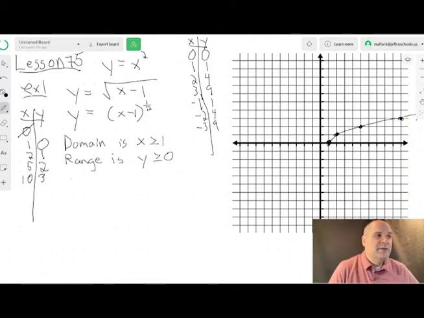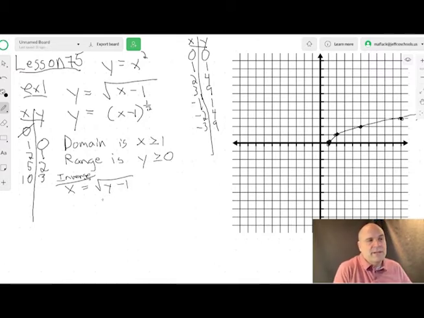So the other part of the directions is to say find its inverse. So remember, to find the inverse, we just swap the x and y value and then solve for y. So for example, instead of y equals square root of x minus 1, we're going to say x equals the square root of y minus 1. So this is the inverse. Now we have to solve for y.